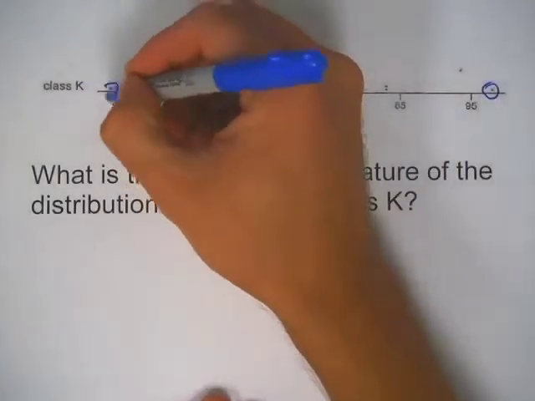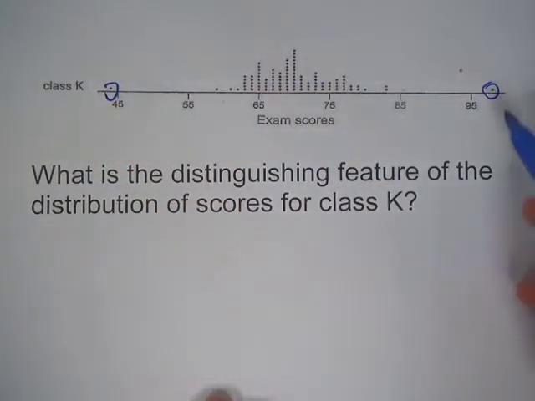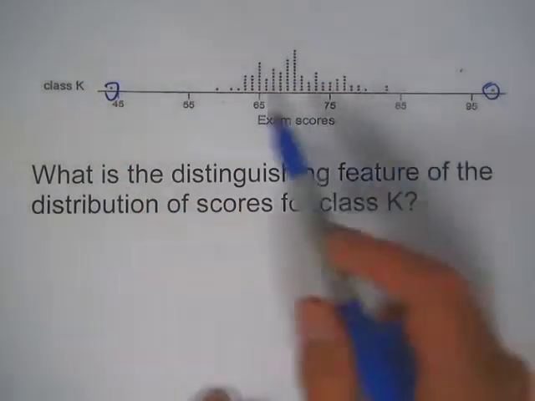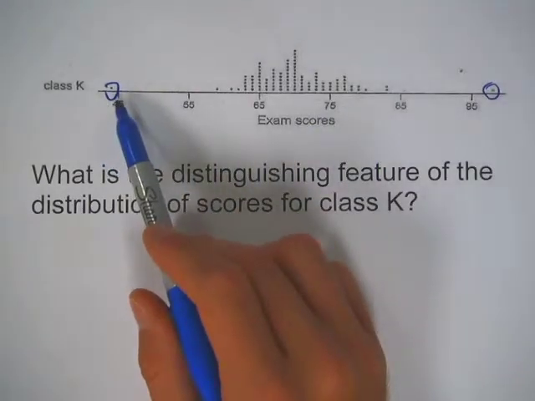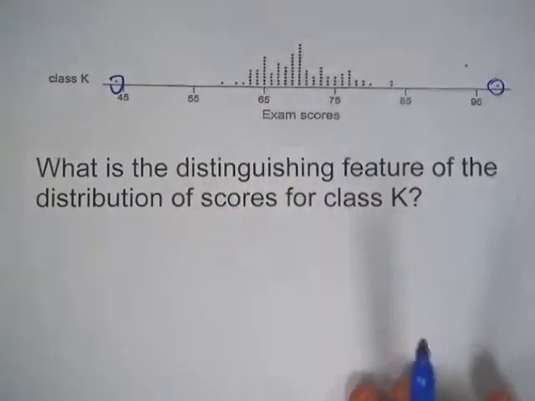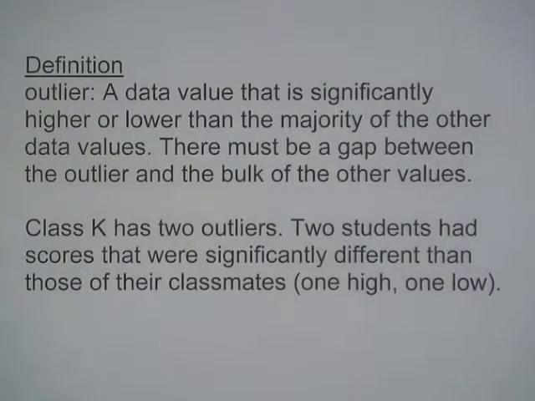is that student and that student. This student scored way, way above the rest of the class. This student scored way below the rest of the class. Those two values are called outliers. An outlier is a data value that is significantly higher or lower than the majority of the other data values. There must be a gap between the outlier and the bulk of the other values.